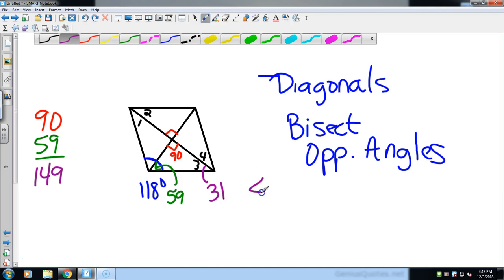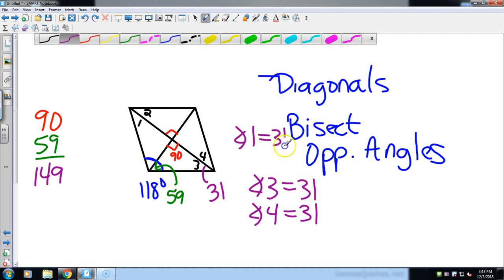So if angle 3 is 31, then angle 4 is also 31. And that means angle 1 and 2 are all 31 as well. So just looking at different properties of a rhombus.